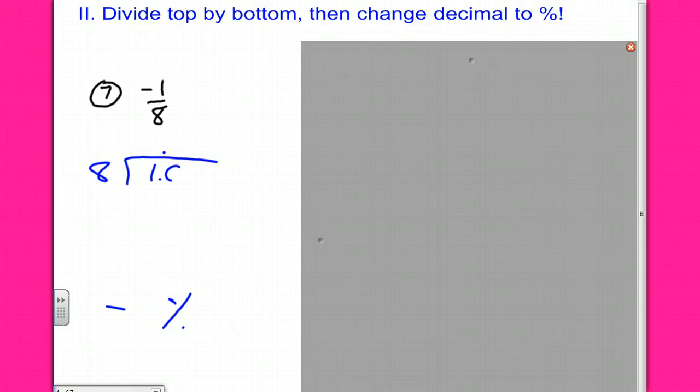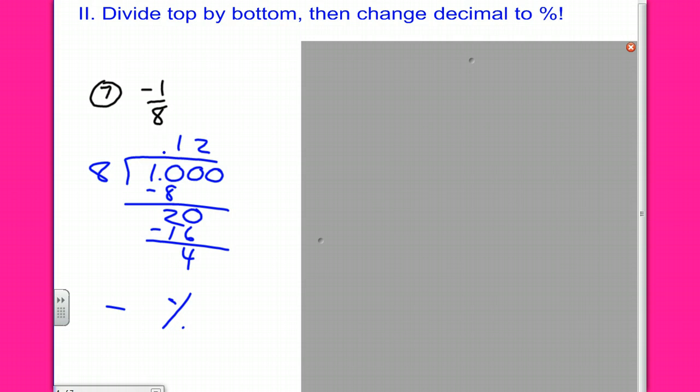Decimal, add a 0. And 8 goes into 10, 1. And we're going to need another 0, right? 8 goes into 20, how many times? Twice. And we're going to need another 0, so we keep carefully lining things up. And 8 goes into 40? 5 times. And now, look at that, we have no remainder.